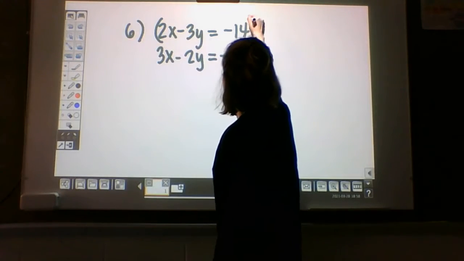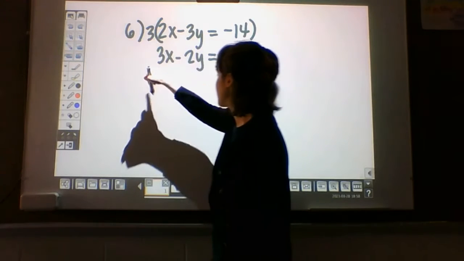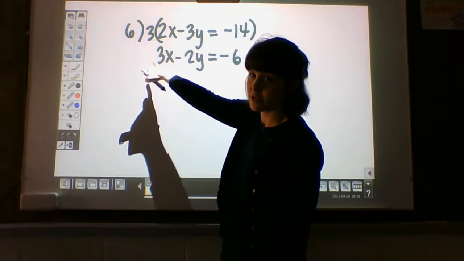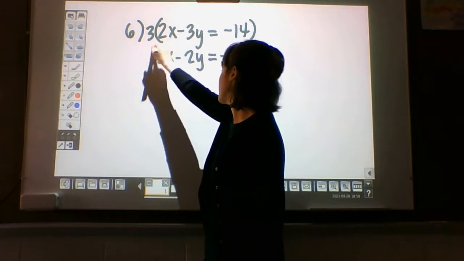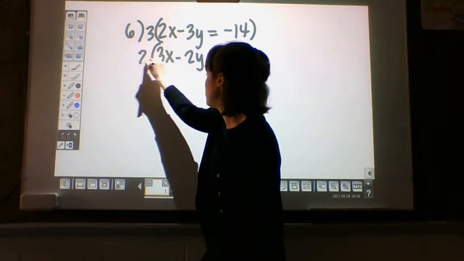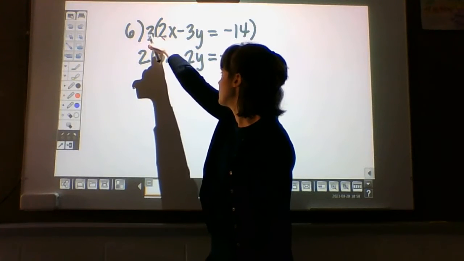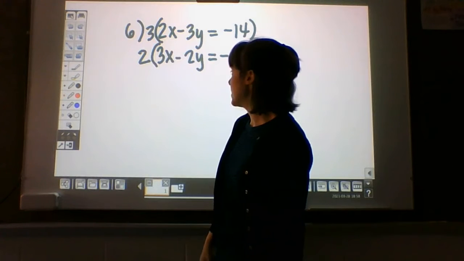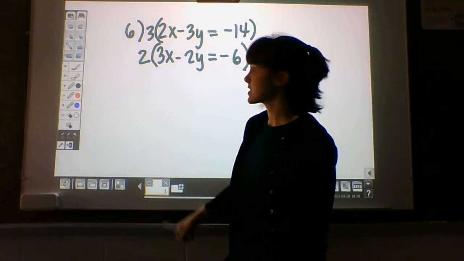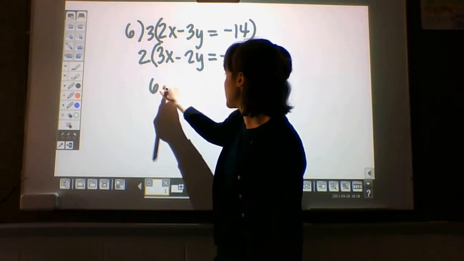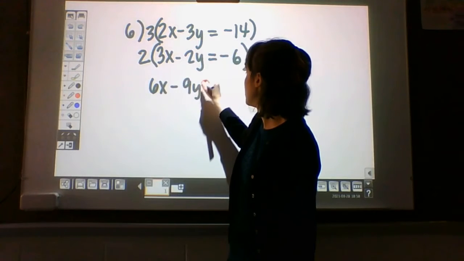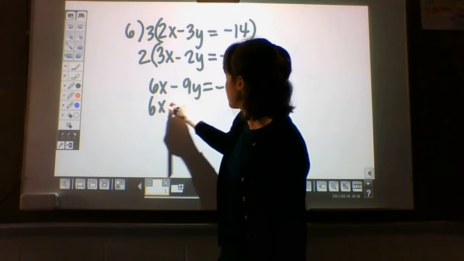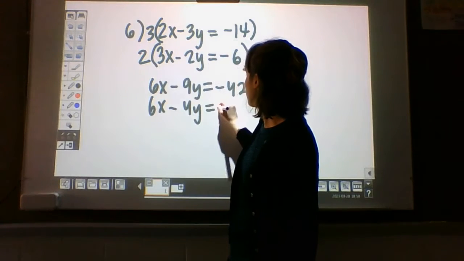Okay, well here, I'm going to make the x's have the same coefficients by doing the following. I'm going to multiply the top row by 3, because the second equation has a 3 in front of the x. I'm going to multiply the second row by 2, because there's a 2 in front of the x in the top equation. Okay, and that will make them both be a 6 in front of the x. We're going to have for the first one, 6x minus 9y equals negative 42, and 6x minus 4y equals negative 12.